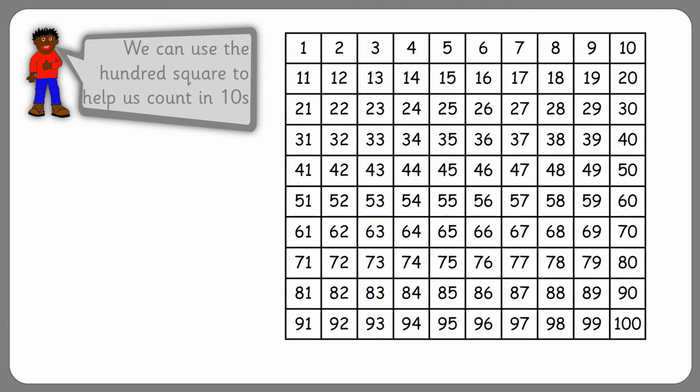Let's take a look at another one. This time we're going to start at 26 and we're going to add 10 on each time. So our next number will be 36 because the ones are remaining the same and we're adding one more 10 on. Then 46, 56, and all the way up to 96.